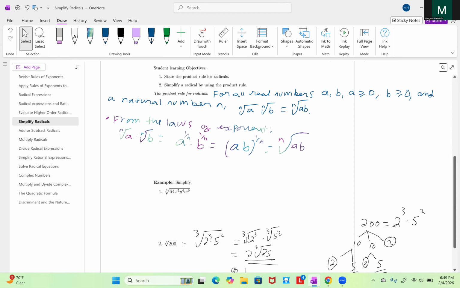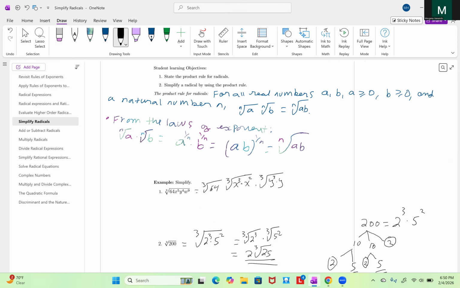We do the same thing for this example. We write the cube root of 64 times the cube root of x to the power of 3 times x squared times the cube root of y cubed times y times the cube root of w to the power of 9.